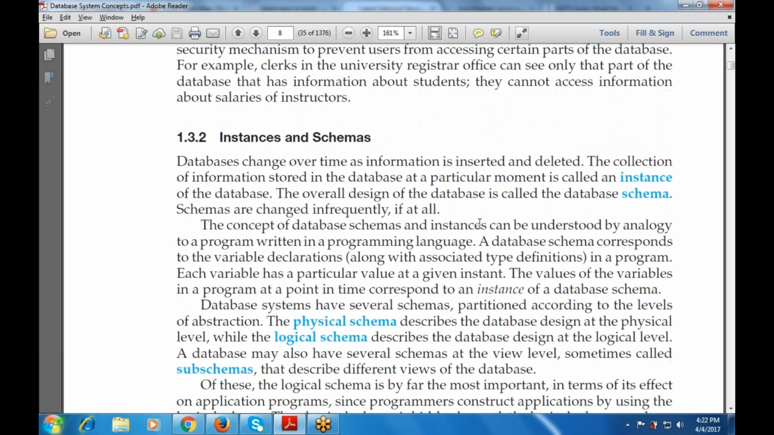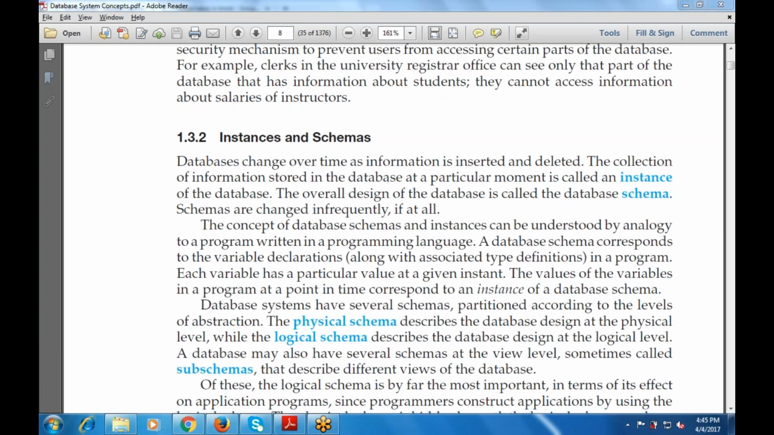And the concept of database schema and instance can be understood by analogy to a program written in a programming language. The database schema corresponds to the variable declarations associated with the program, and each variable has a particular value at a given instant. The values of the variables in a program at a point in time correspond to an instance of the database schema. A database has multiple schemas, defined at the physical level, the logical level, as well as the sub-schemas.